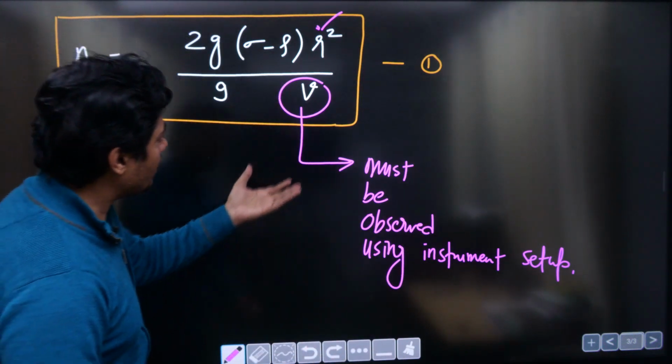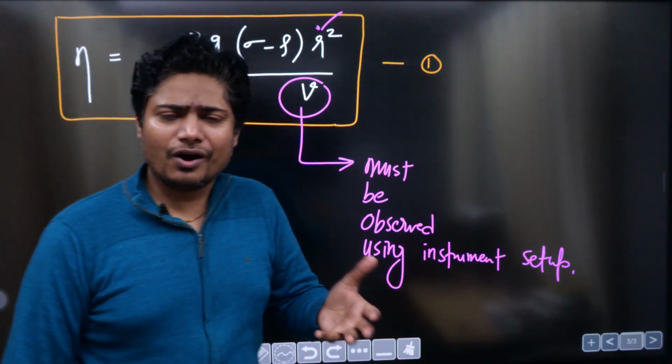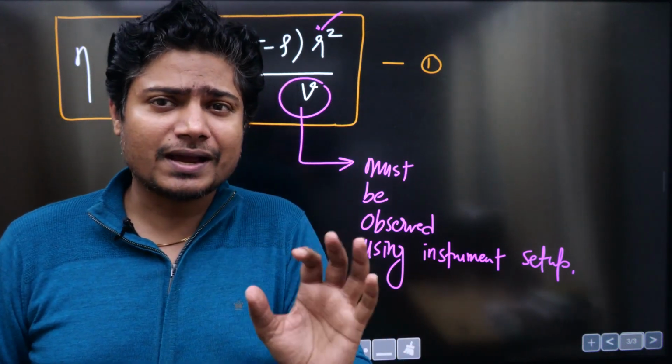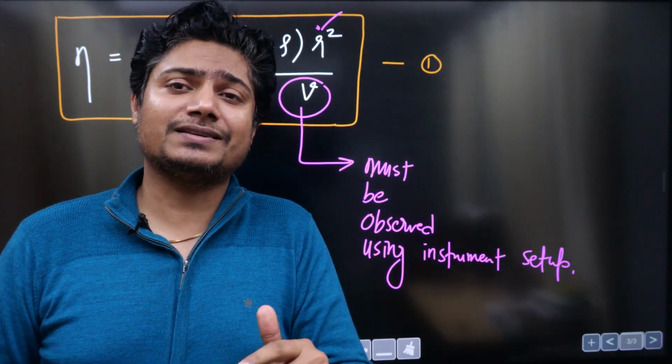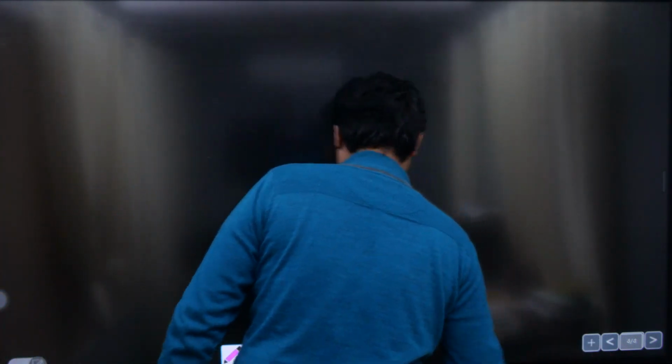So let's see, how do we observe v? How can we observe v? That is the question. How will you observe the velocity? We don't observe velocity directly, we observe time and distance. We divide distance by time, which gives us the velocity. So how do we calculate the time and distance? That is the procedure. So now let's discuss the procedure.